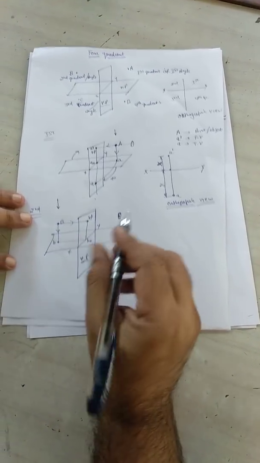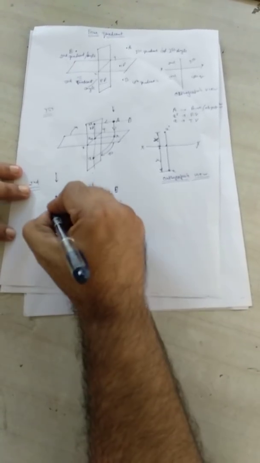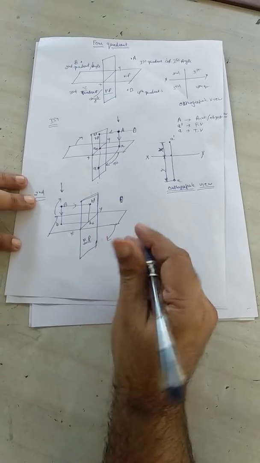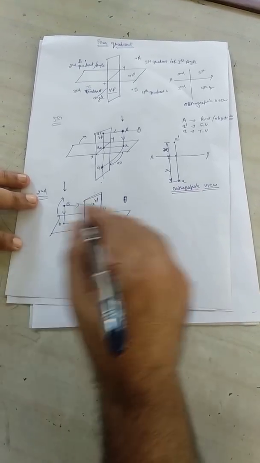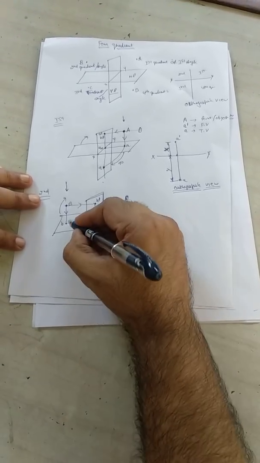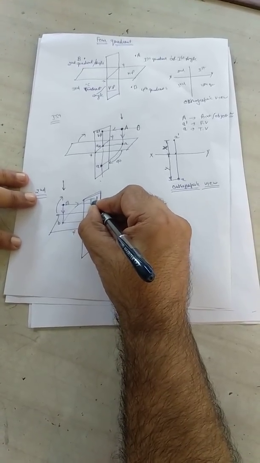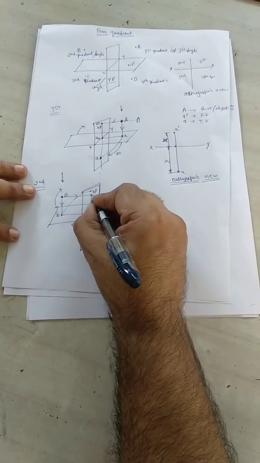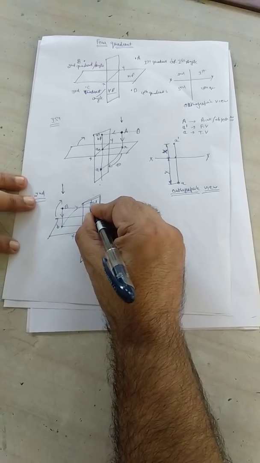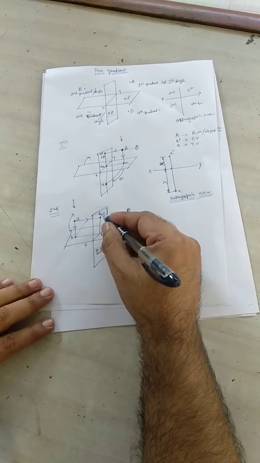Again, the horizontal plane only will rotate through an angle of 90 degrees in the clockwise direction, and your vertical plane will remain fixed. So when both planes overlap each other, this point will lie on this vertical plane. So both points will lie above the reference line.